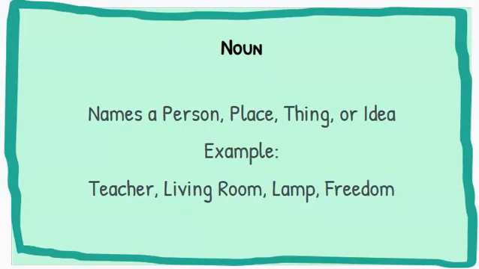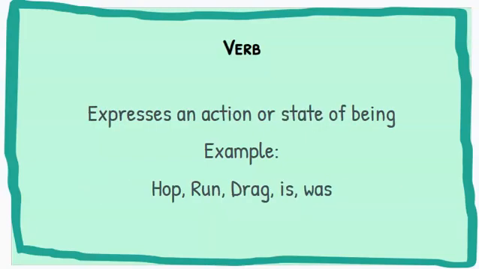All right. As you may know, a noun names a person, place, thing, or idea. Some examples would be the teacher, the living room, the lamp, or freedom. Verbs: we use our verbs to express an action or state of being. Hop, run, drag, is, was. And there are different types of verbs. Again, we will talk about those in another video.